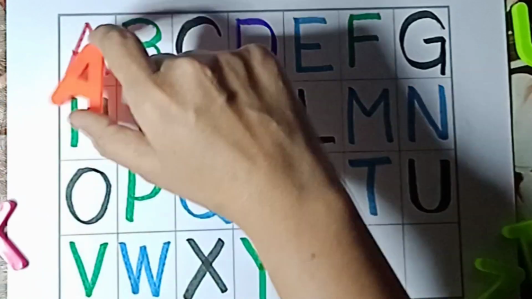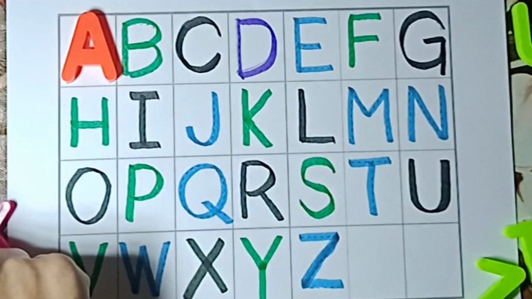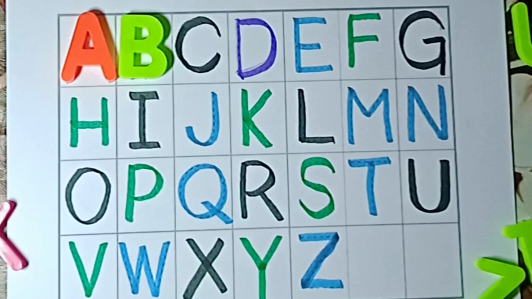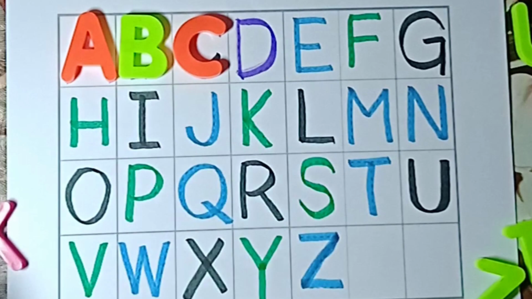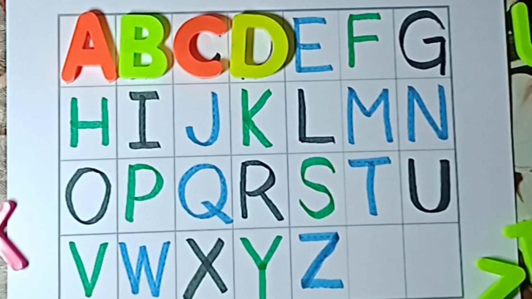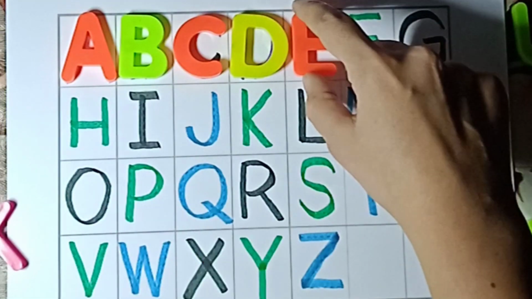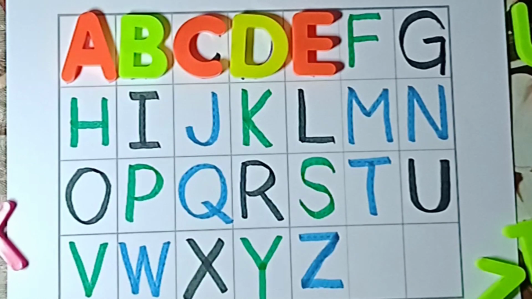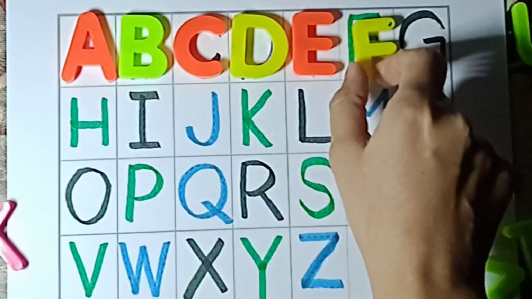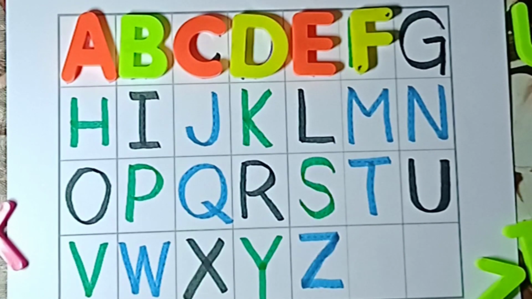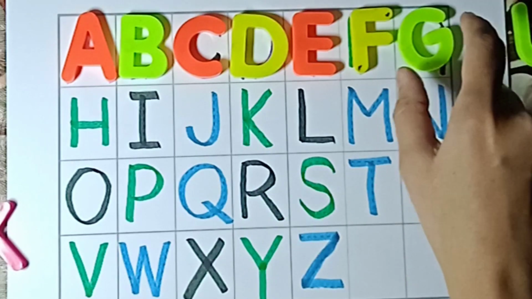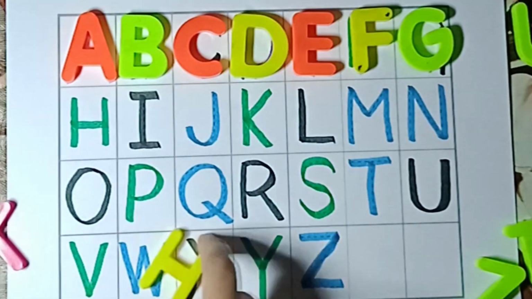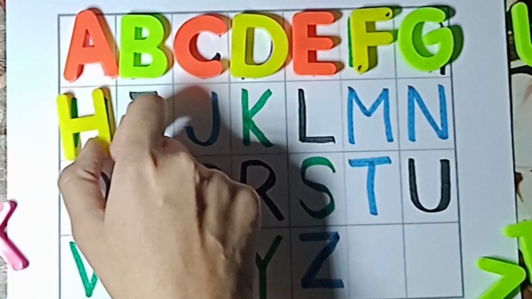Letter A. Next is B. Next letter is C. And next is D. And next letter is E. And what comes after E? F. It's F. What comes after F? G. It's a G. And next is H.